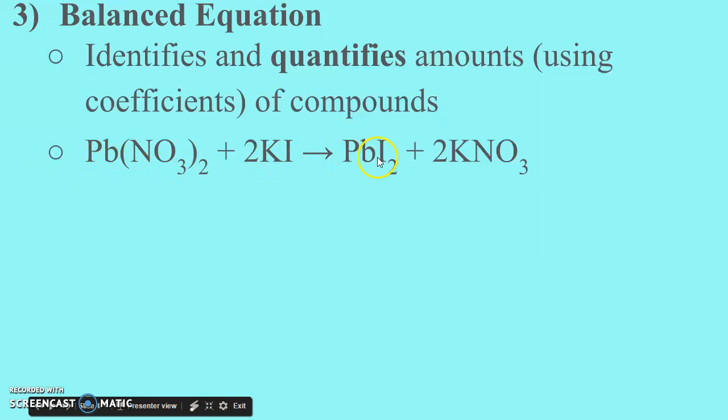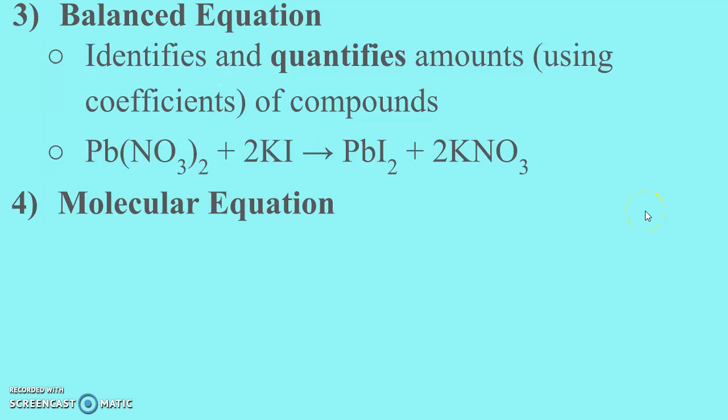So I have 1 lead, 1 lead. I have 2 nitrate groups here, but because there's a 2 in front of this, I have 2 nitrate groups over here. I have 2 potassiums, I have 2 potassiums. I have 2 iodines on this side, I have 2 iodines, so it is balanced. This is the one that we will use the most.